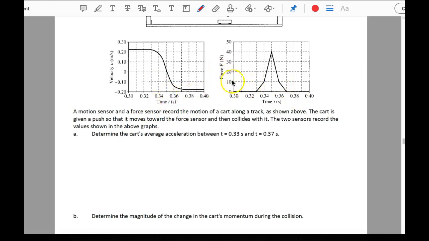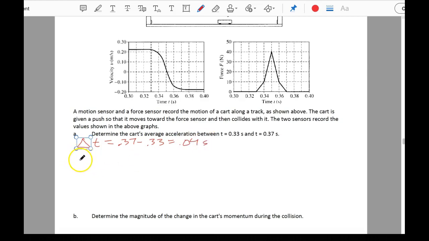So notice that I have a force-time graph and a velocity-time graph. If I want average acceleration, velocity divided by time is a meter per second, which is acceleration. So that's essentially what we want to do. First thing we're going to do here is find the delta t, the change in time. That essentially is just your 0.37 minus 0.33. So your change in time here is 0.04 seconds.